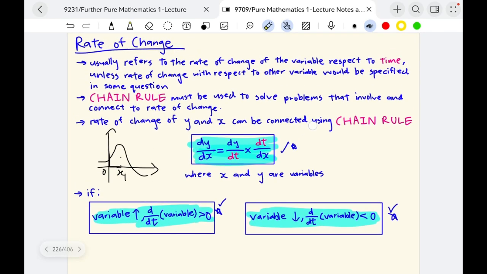So yeah, now we have officially ended the lecture discussions for Chapter 7 Differentiation. So now let's proceed to the exercises for Chapter 7.